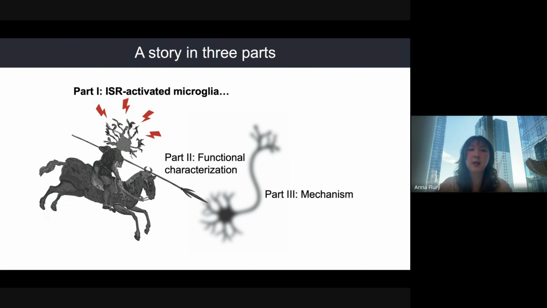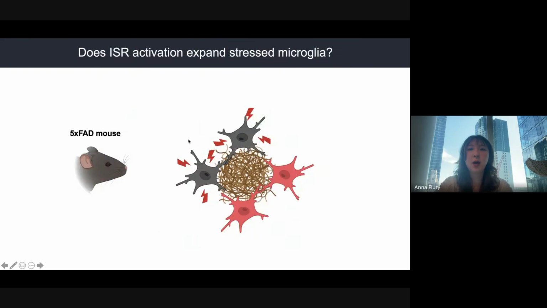And the next step was to see what the functional outcomes of this subset are, with the hypothesis that this could be a potentially neurodegenerative subset of disease-associated microglia. So now we're going on to the functional characterization. So the first question we asked was if we increase ISR activation, would that expand the stress microglia subset? Would it expand? And conversely, if we inhibit this stress pathway in microglia, would we reduce the amount of stress microglia?